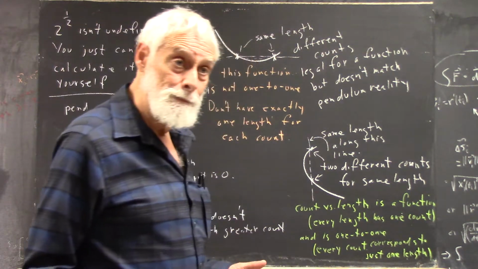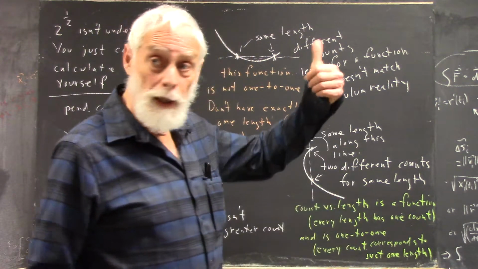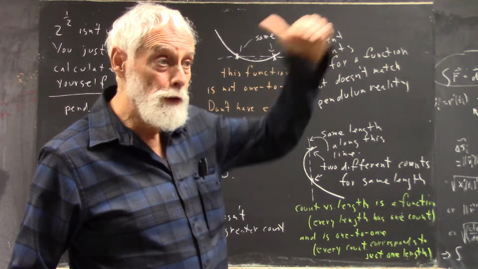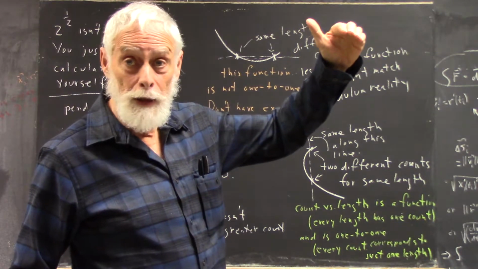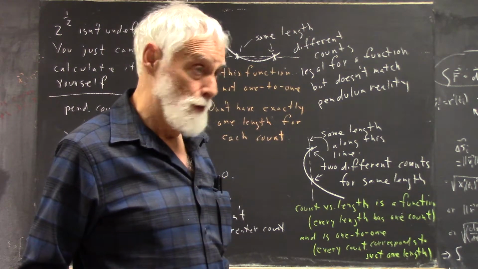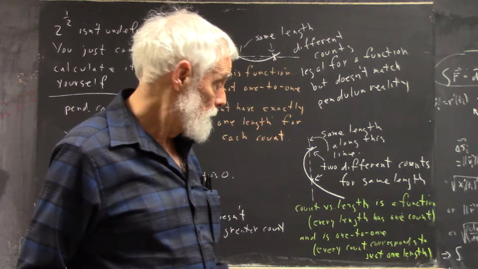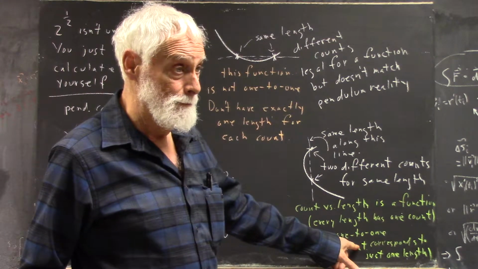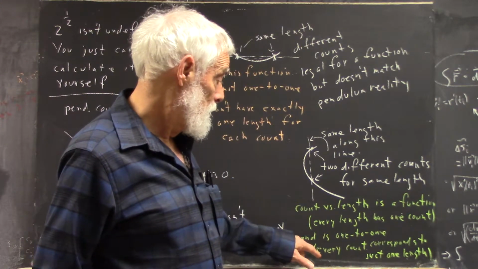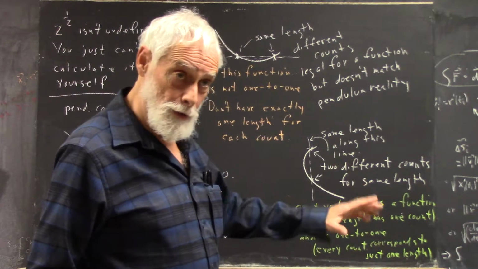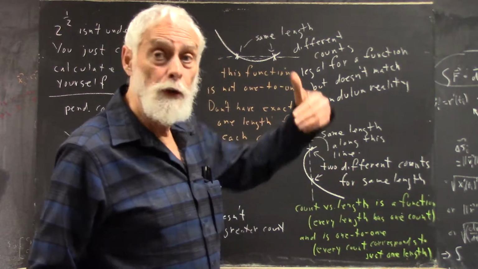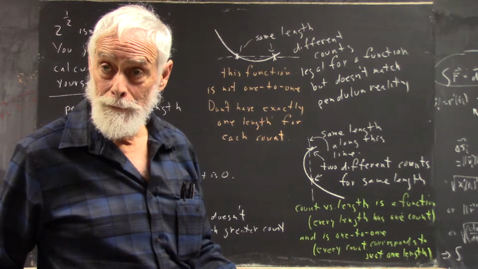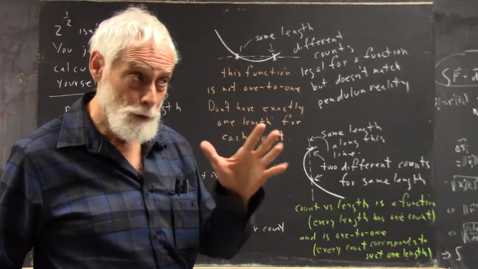These are general characteristics of a function. To be a function, every x has exactly one y. You don't have two different y's for the same x. You don't have two different counts for the same length. Now, a function doesn't have to be 1-to-1. But 1-to-1 corresponds to just saying that every count corresponds to just one length. Got it? Well, pretty much.